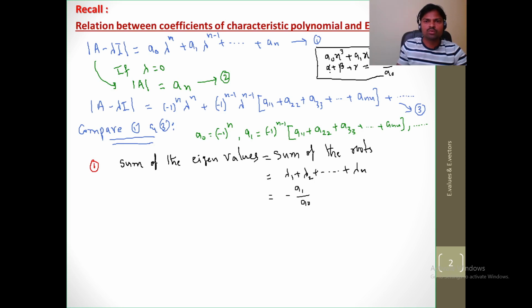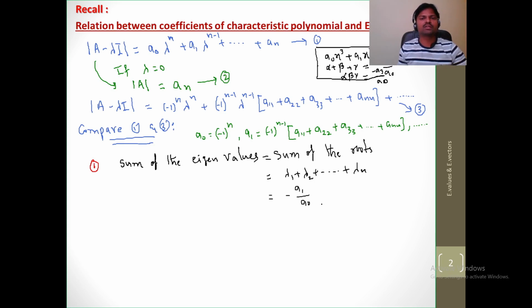Similarly, the product of 2 roots, alpha into beta plus alpha into gamma plus beta into gamma, this I don't want. Only the sum of the roots and the product of the roots I want, so this one I'm erasing. It's not required. So I want the product of the roots. Next relation, product of the roots: alpha, beta, gamma. Then minus a1 by a naught plus a2 by a naught, and again minus a3 by a naught like this.